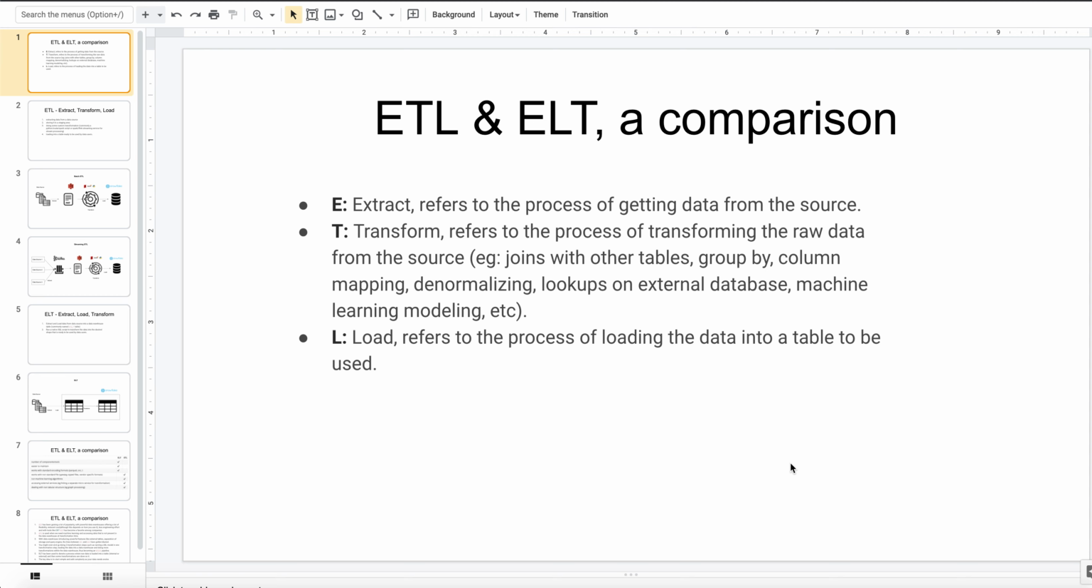In this video, I'd like to talk about two of the most popular data processing paradigms, ETL and ELT.